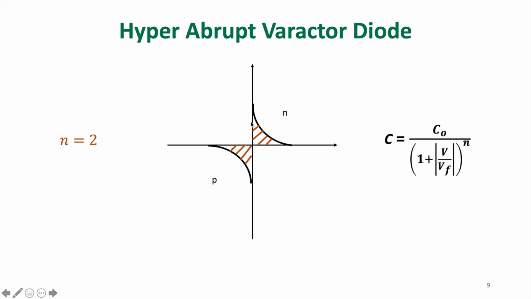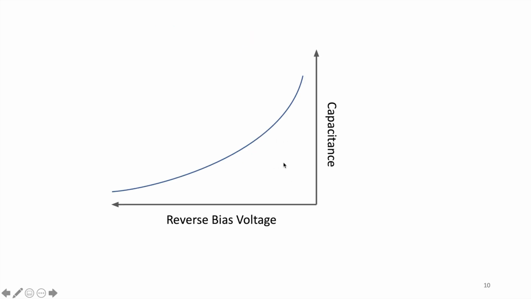Next, this is the profile of hyperabrupt varactor diode. From the plot, it can be observed that on both sides, doping concentration reduces with the distance. For this kind of doping, value of n is equal to 2. And from this equation, we can observe that if we put n equal to 2, then there will be more change in capacitance with voltage compared to the abrupt varactor diode. The varactor diodes are optimized in such a way that it provides more change in capacitance with the voltage.